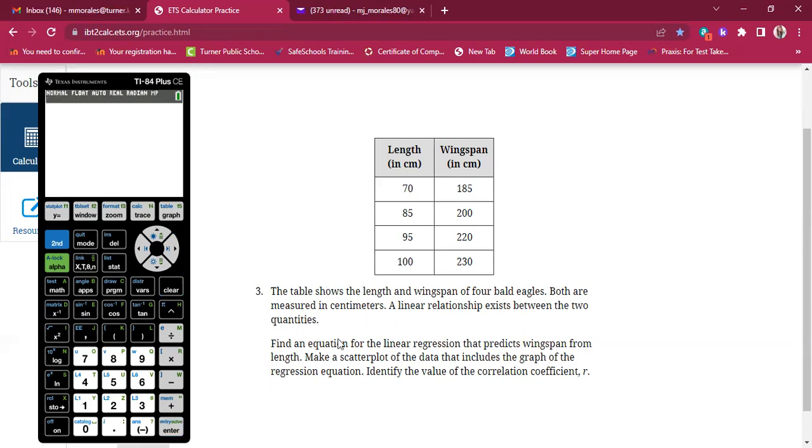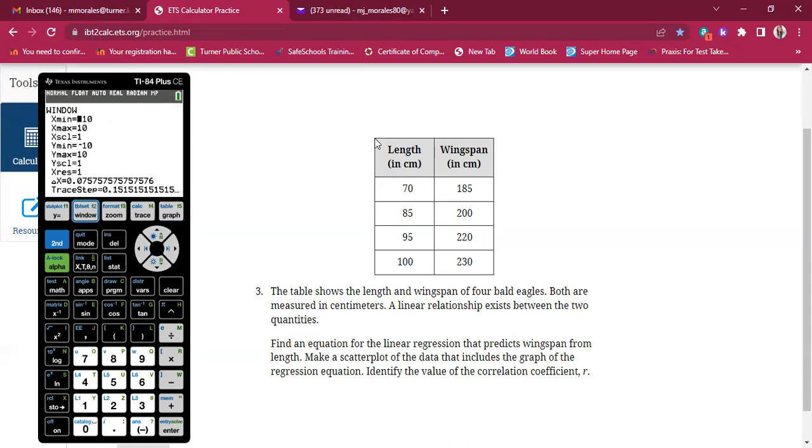The next one is that I am asked to make a scatter plot. Since I am asked to graph, if you look at our graph here, this is numbered 1, -1, and so on. The X values are 70 to 100. Our Y values are 185 to 230. So if we try to graph it here, we wouldn't be able to see the graph. So I have to change the window of the graph.